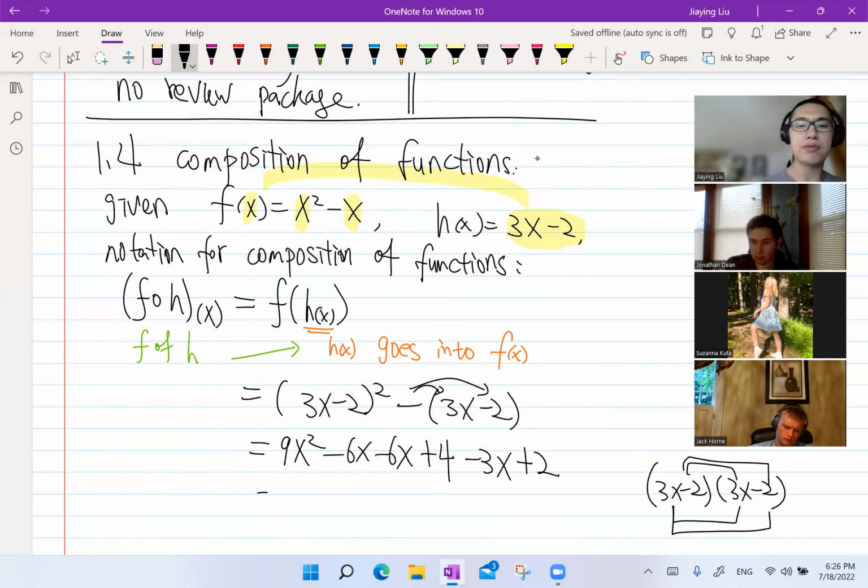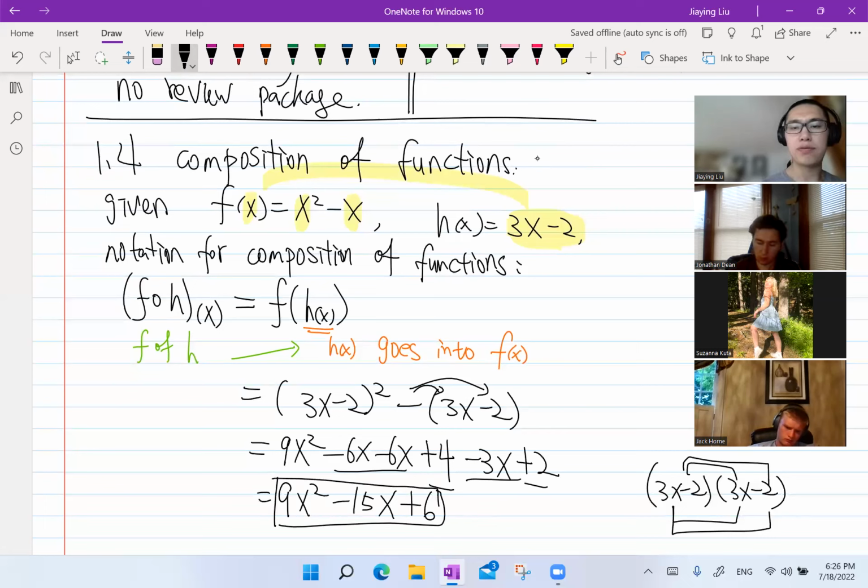And now if we simplify by combining like terms, we get 9x squared, then we have minus 6x minus 6x minus 3x, minus 15x, plus 4 plus 2, plus 6. So that's the function that we made out of f and h. That's the f of h function.